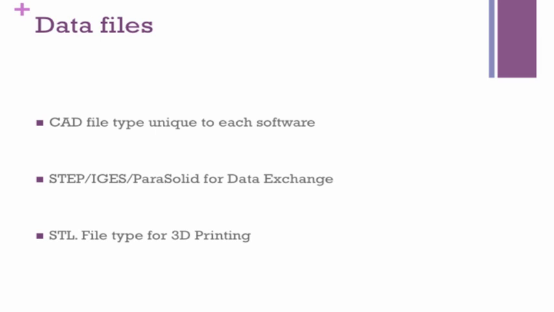Another common data file is the STL file type for 3D printing. Basically this is just a file type that is composed of triangles. So let's go on to the next slide. Once again, if you ever want to learn more about each point, I suggest you just Google it.